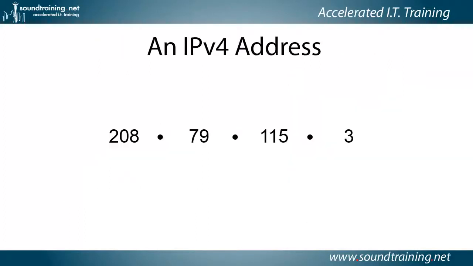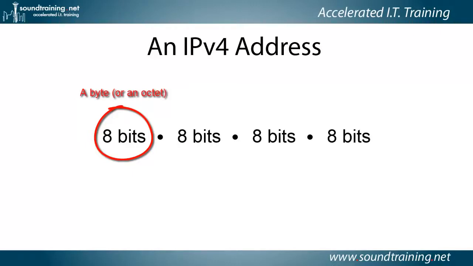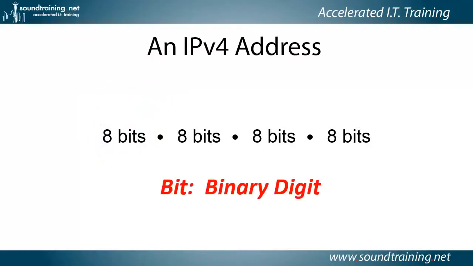Now let's go to an example. Here we see an IPv4 address. This is just some random address that I chose, 208.79.115.3. Each one of those sections is called an octet or a byte. And the reason they're called octets or bytes is because they map to 8-bit binary numbers, and there's 8 bits in a byte. Now a bit is simply a contraction of the term binary digit. And every IP address, IPv4 address anyway, is made up of a total of 32 bits, divided into 4 sections, again called octets or bytes.